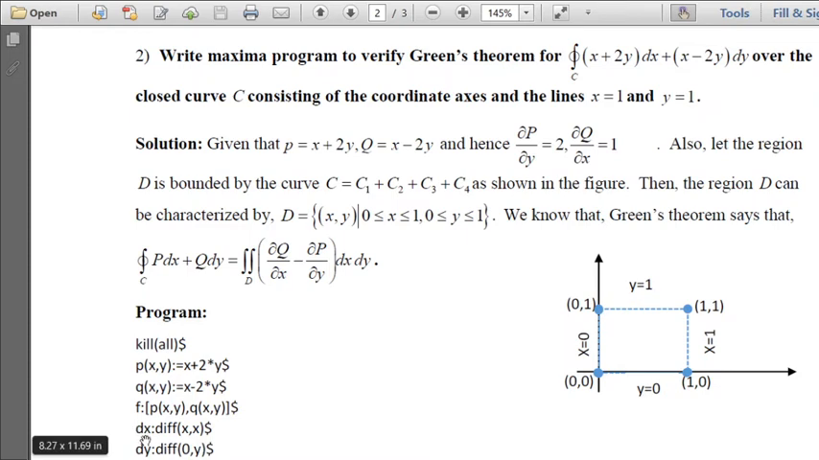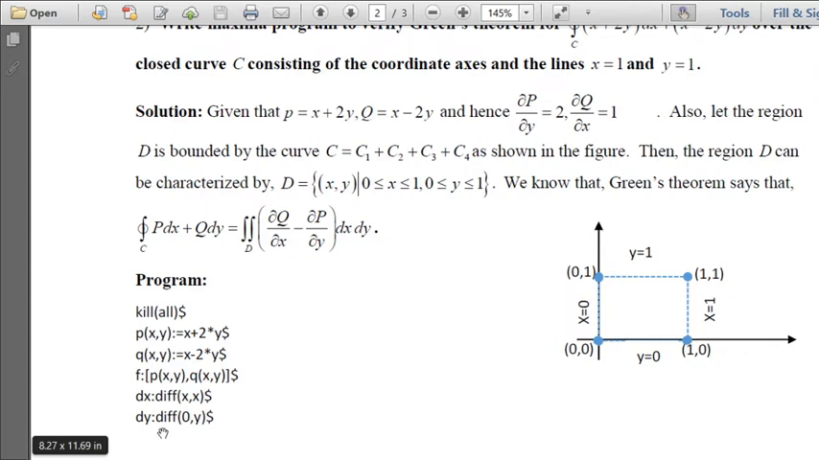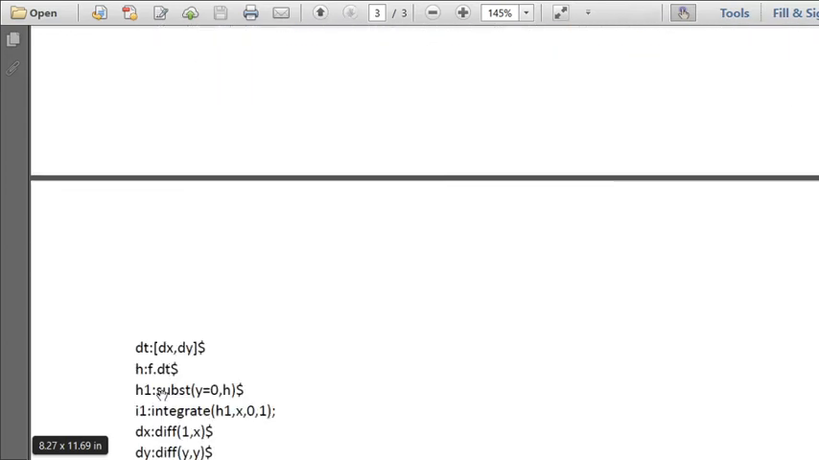Now, so your x will remain. So dx is nothing but differentiation of x with respect to x, and dy is differentiation of 0 with respect to y, so that your dy will be simply 0. Now, let's call this one as dt. dt is list dx comma dy. Now your h, as we defined earlier, is f dot dt, which gives you the dot product of these two lists, so that this will be pdx plus q dy.